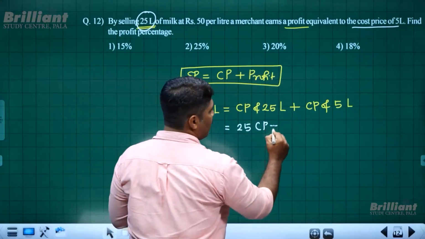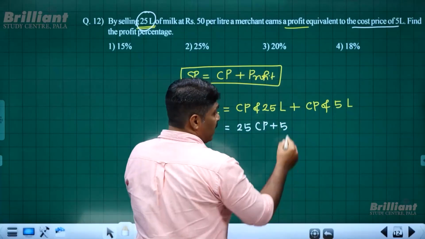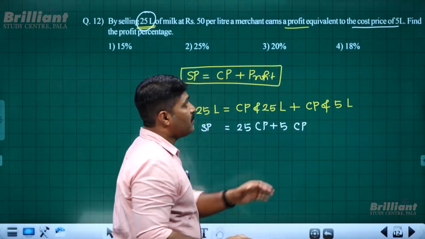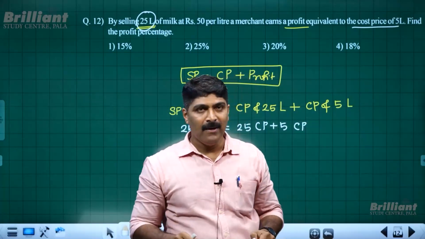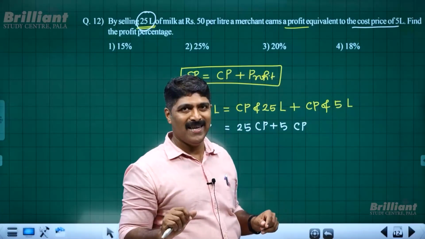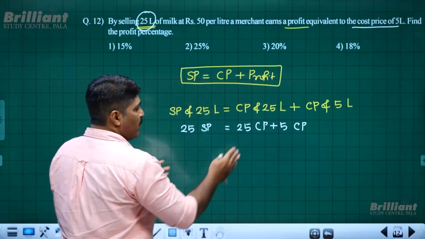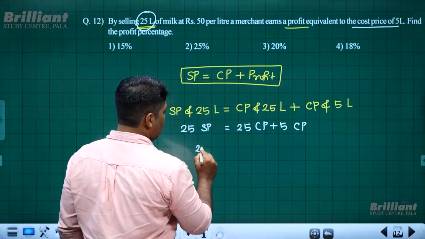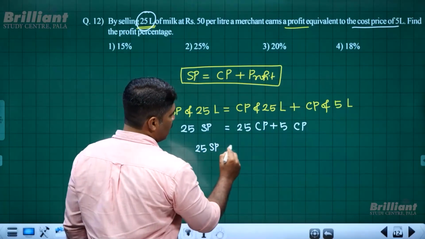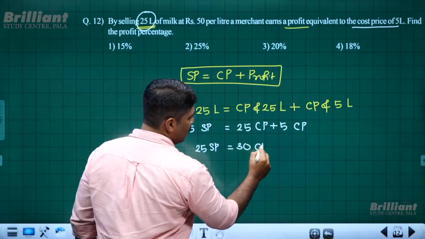Then what is the profit here? That is 5 CP. In this case, CP. Suppose the question gives the selling price of 5 litre, you have to write that as 5 SP. Clear? Now it is 5 CP. So we know that this is 25 CP and 5 CP. You can add them together. So this 25 SP is equal to 30 CP.